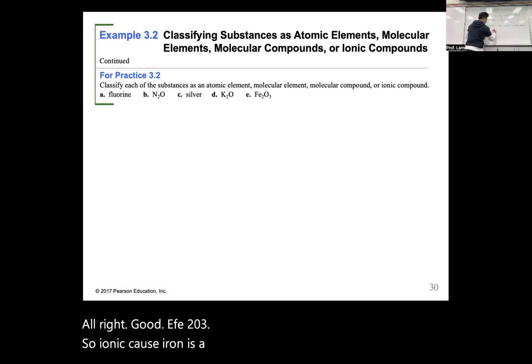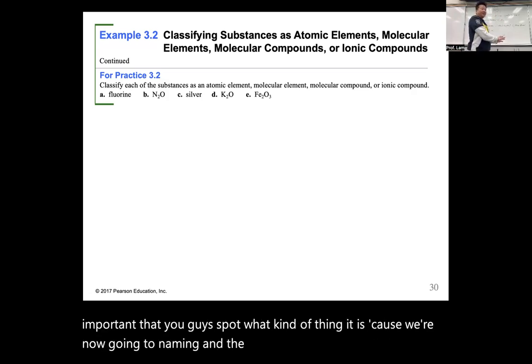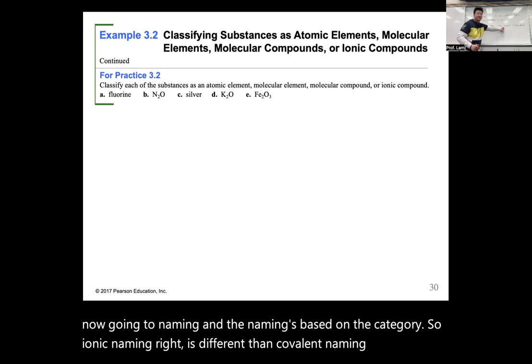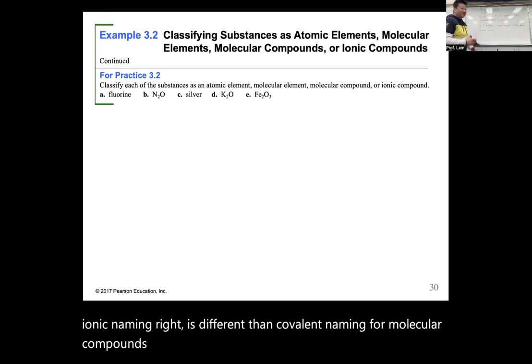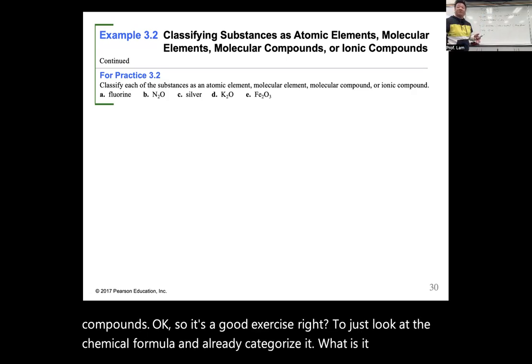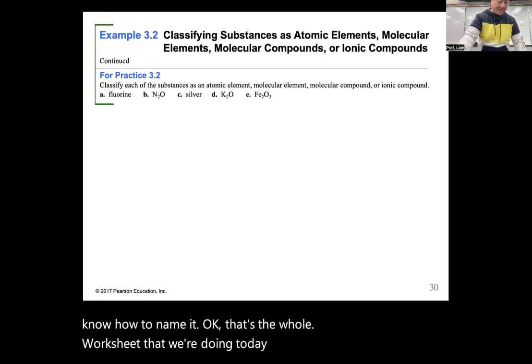This is going to be really important, that you spot what kind of thing it is, because we're now going to naming, and the naming is based on the category. So ionic naming is different than covalent naming for molecular compounds. It's a good exercise to just look at the chemical formula and already categorize it, so that you know how to name it. That's the whole worksheet that we're doing today. So let's get into that.